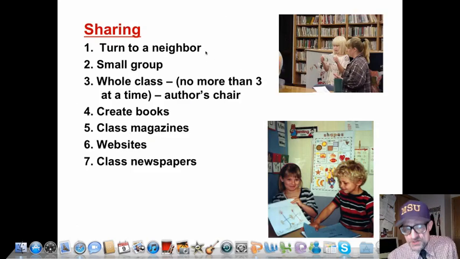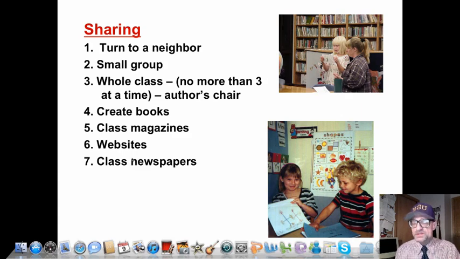Ways to share. Turn to a neighbor, find a new friend. Everyone gets up and they read their story to each other. That's good. In small groups of 3 with primary age students, 4 to 6 as they get older. And again, this is what makes writing come to life. Whole class. Author's chair is where students sign up to share their writing. If you're doing a whole class, no more than 2 or 3 at a time. Nothing is more boring than sitting there listening to the whole class read their stories. All right, it just gets old after a while.